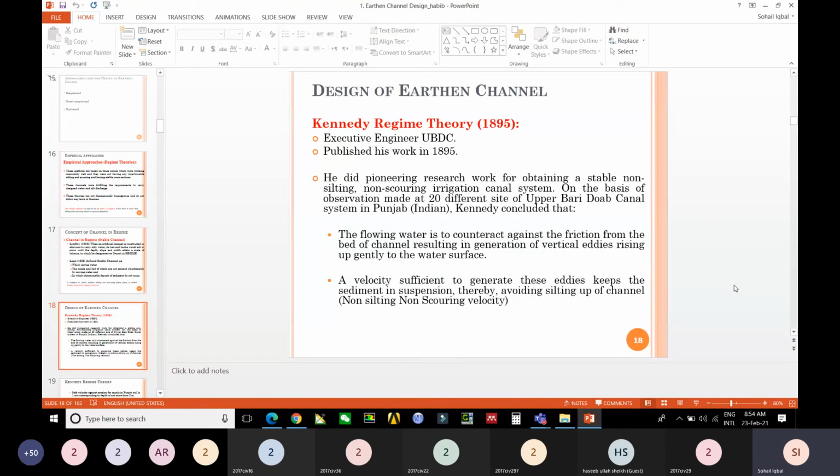The next conclusion is that the velocity sufficient to generate these eddies keeps the sediment in suspension. It doesn't allow the suspended particles to be deposited at the bed of the channel. So these eddies avoid the silting of the channel on the bed: not scouring and not silting.